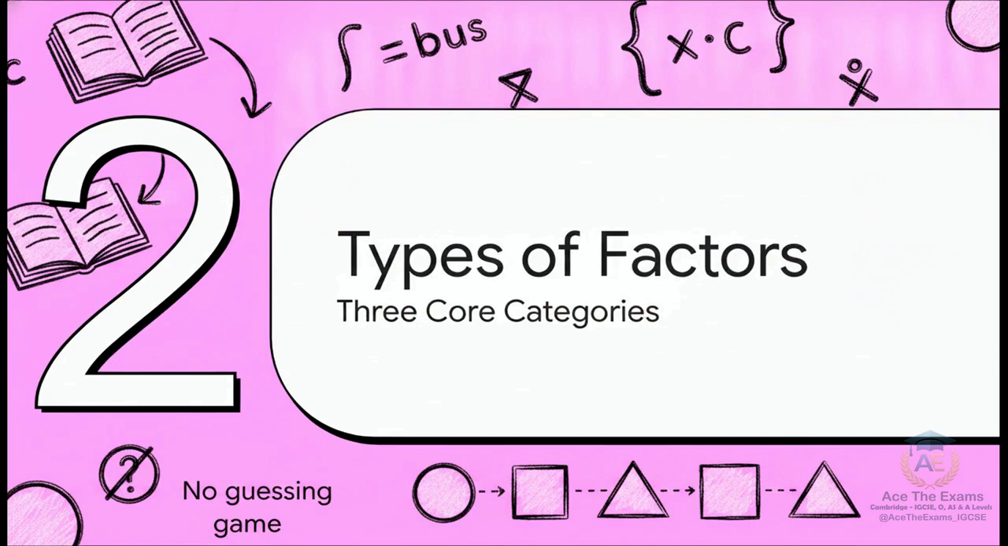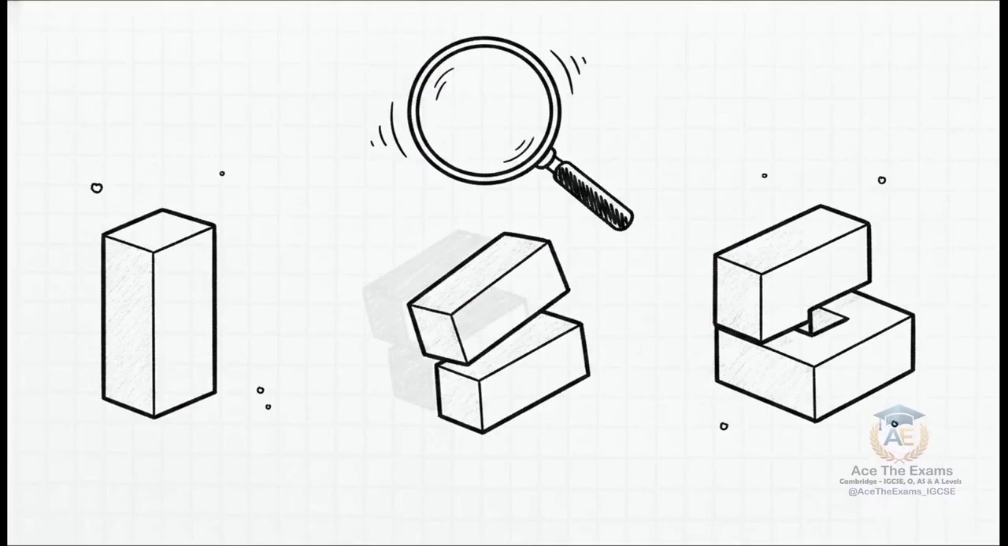Moving right along to Section 2, the 3 types of factors. Okay, these are the 3 exact, non-negotiable categories you must systematically analyze the second you open that test booklet.